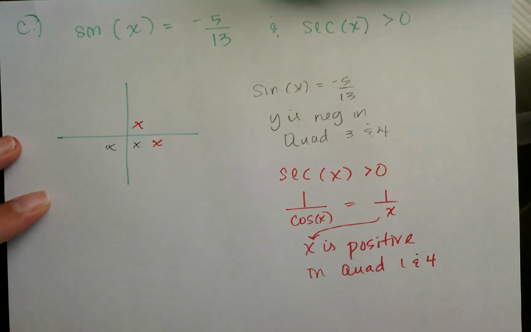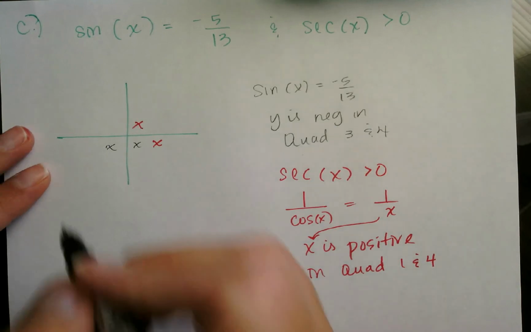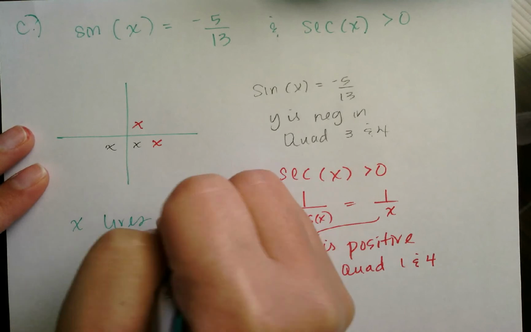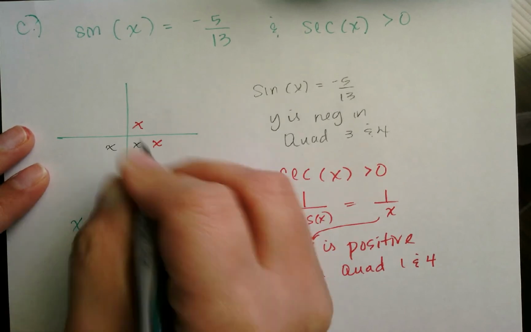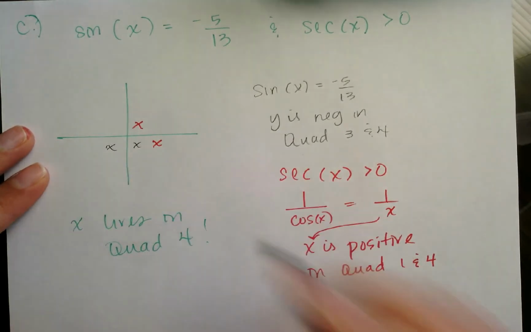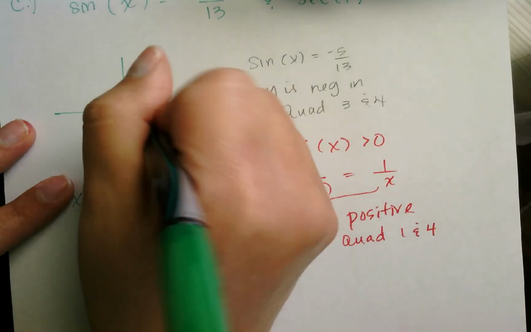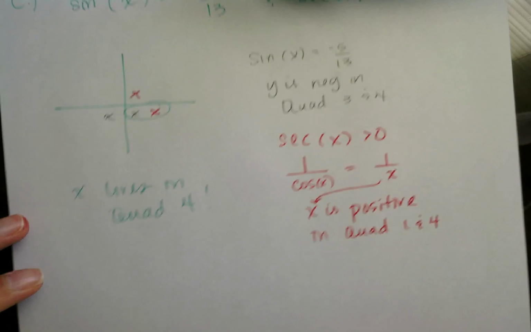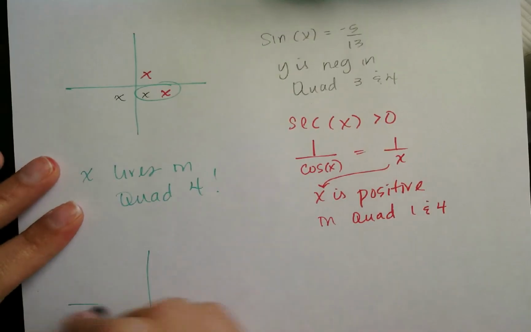So that means x lives in quadrant 4. Okay, that's where they both are satisfied. Okay. Alright, let's build that guy for practice's sake.